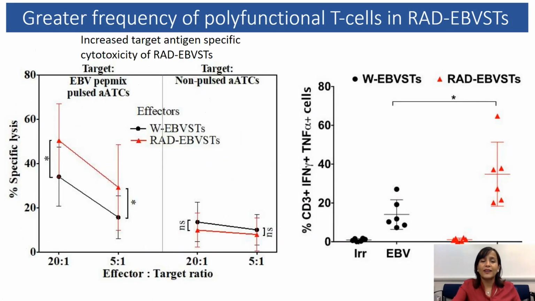So now that we know that it secretes more interferon gamma and more TNF-alpha, we really wanted to look at the target antigen-specific cytotoxicity. And for that, we did a chromium release assay. And as you can see from our percent-specific lysis graph, RA-depleted EBVSTs, shown here in red, do demonstrate enhanced percentage of killing against EBV-positive targets, shown on the left, compared to what we observe with whole EBV-specific T cells.